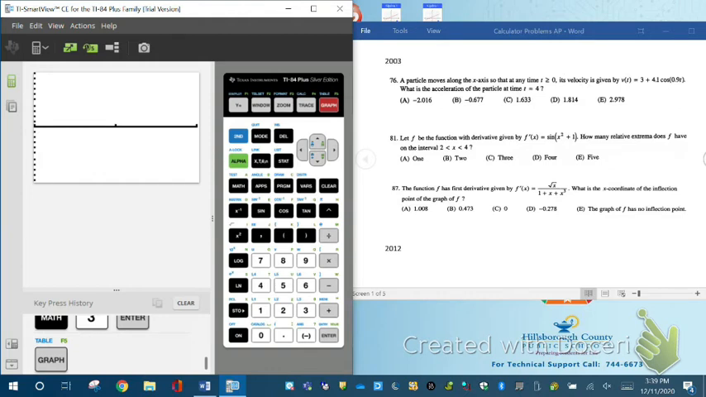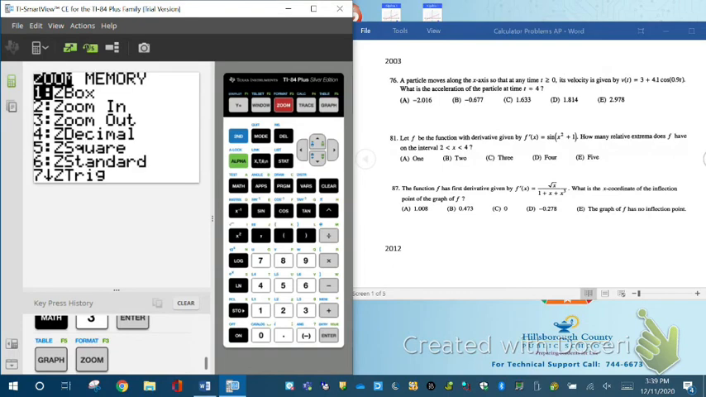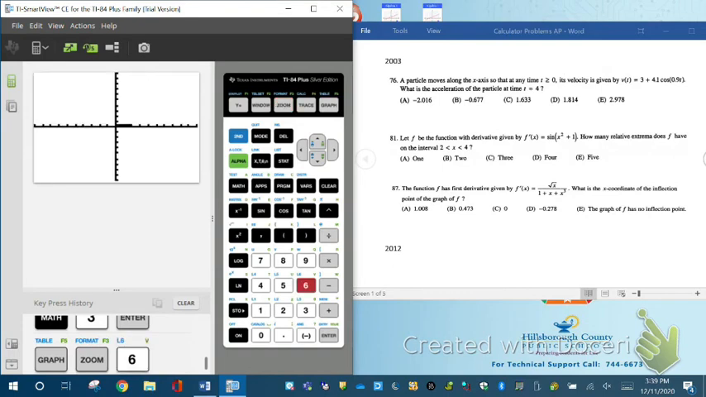And what in the world? Well, why did this happen? This is because on the last problem, I changed the window. So I have to remember to change it back to the standard screen. The standard screen is Zoom 6. Zoom 6 is your standard Zoom screen.